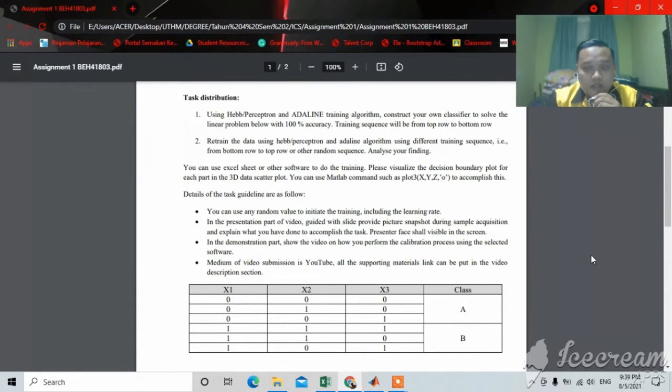This is for our task for assignment 1, which is we must use the Hebb or perceptron and Adaline training algorithm to classify A or B to solve the linear problem below with 100% accuracy. This is the table for the classification class A and class B. Now we go to the Excel.